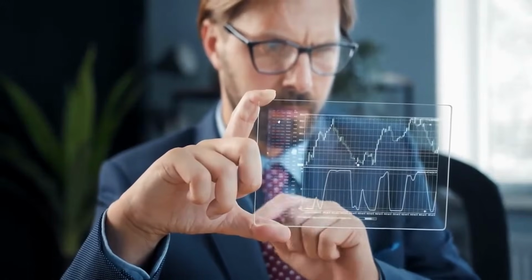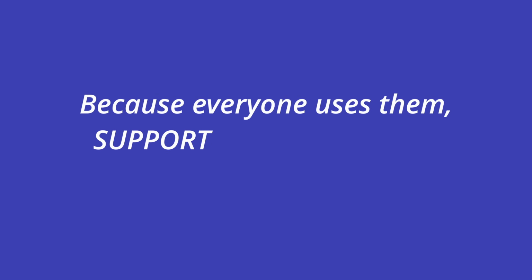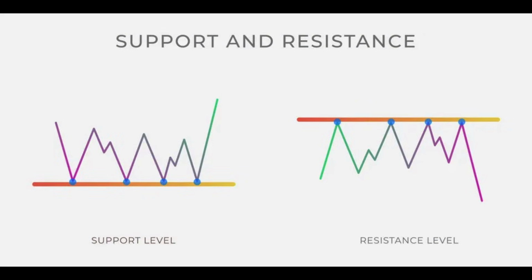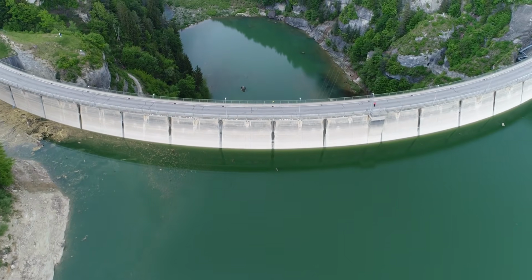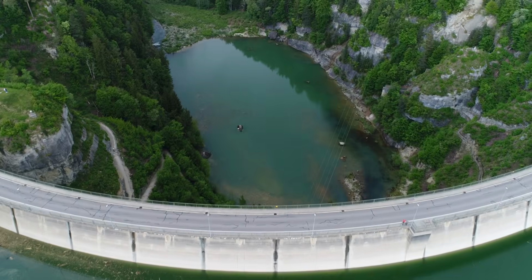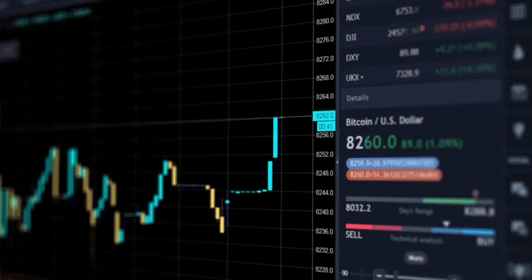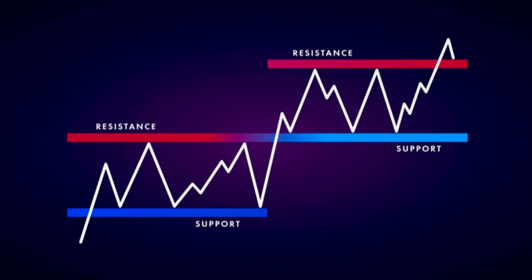And because almost everyone is using support and resistances, they are immensely powerful. Support and resistances act as price barriers, they are like walls of a dam that the price struggles to break. But once it successfully breaks it, then it moves fiercely towards the next important level on the chart. It is called a breakout.